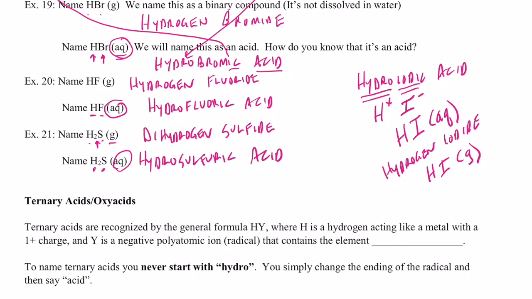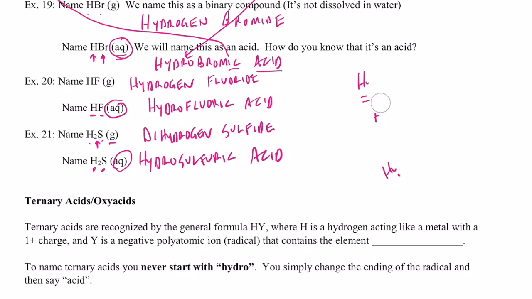Okay, let's try another example. I'm not quite sure you're on top of this with me, so let me do another one for you. Let's try hydroselenic acid. Of course you recognize it's a binary acid because it starts with hydro, and hydrogen acts like a metal with a positive 1 charge.